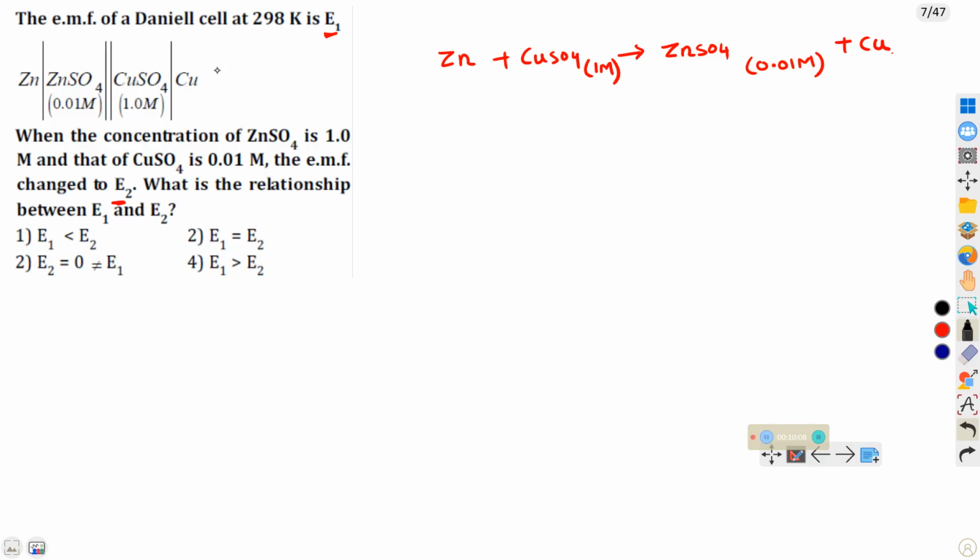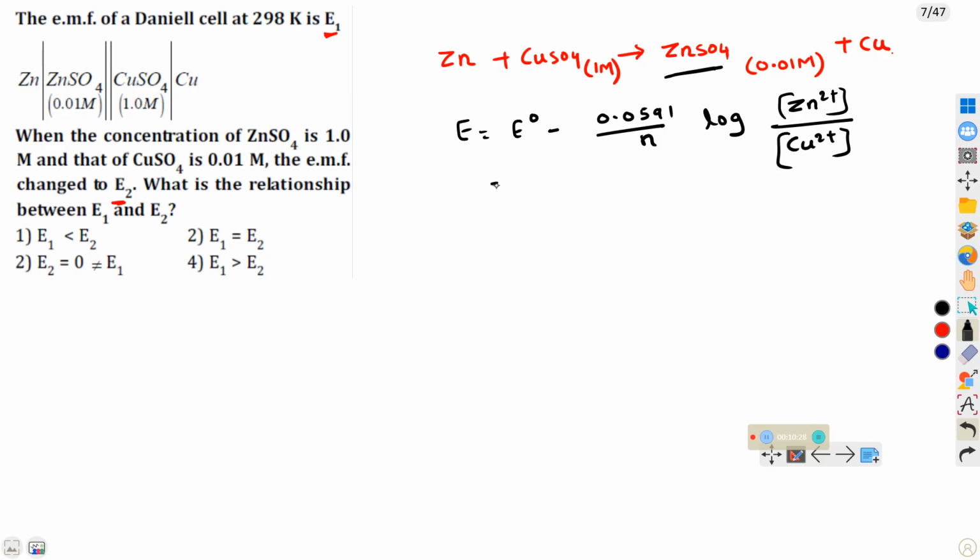Now use the Nernst equation. E is equal to E naught minus 0.0591 by n, log of product concentration Zn2+ concentration by reactant concentration Cu2+ concentration. E naught value is given as E1. E1 minus 0.0591 by 2 log of Zn2+ concentration is 0.01 by Cu2+ concentration is 1.